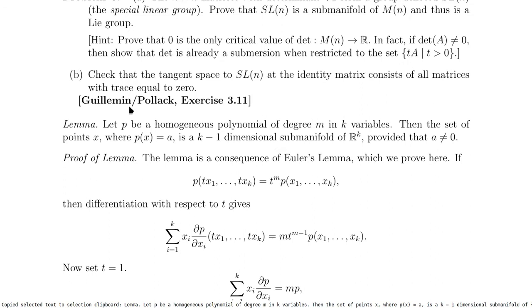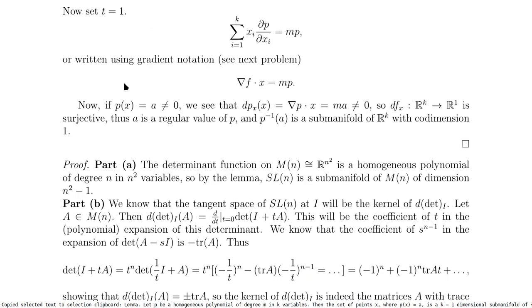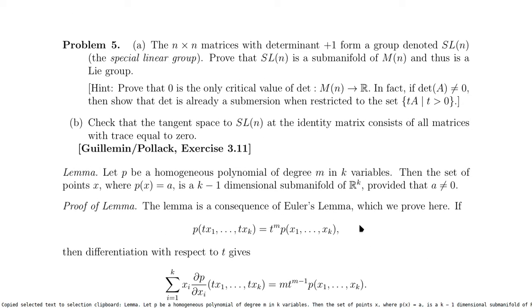So you prove part A, which is the special linear condition. The determinant function on M(n), which is diffeomorphic to R^(n squared), is a homogeneous polynomial of degree n in n squared variables, right? So SL(n) is a submanifold of M(n), and its dimension is going to be n squared minus 1.